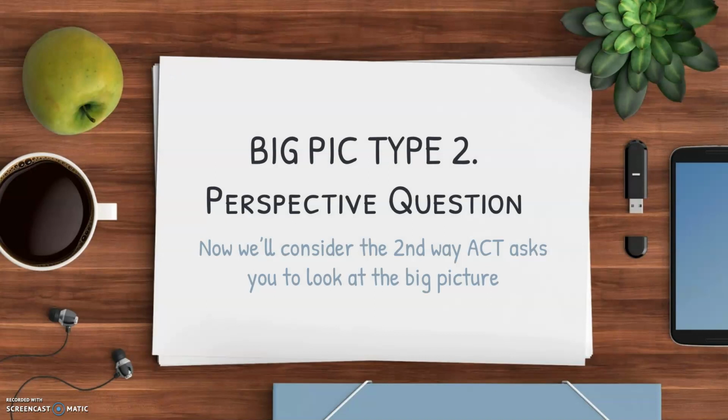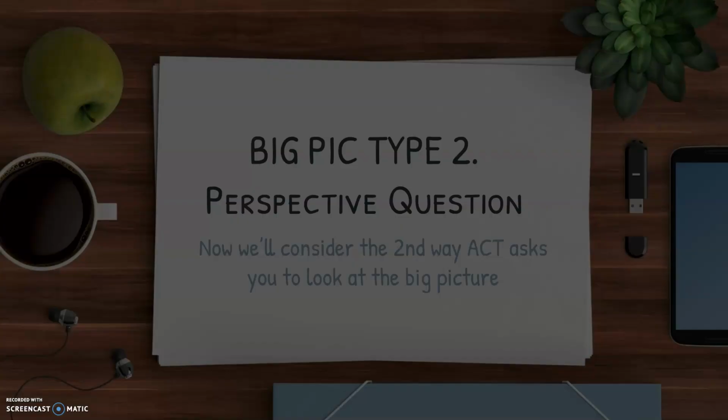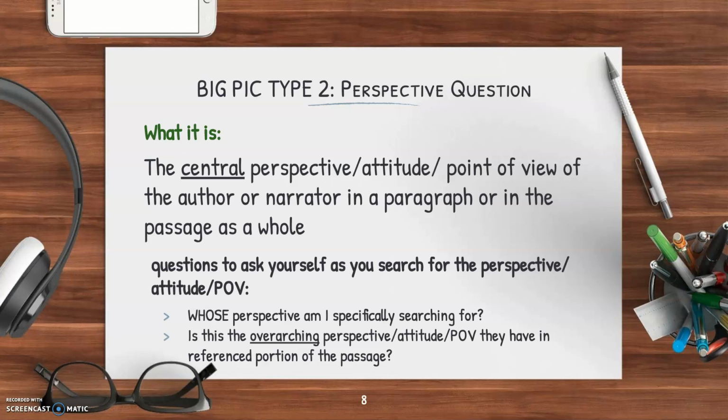Now, the second type of big picture question that the ACT asks you to consider is a perspective question. Perspective questions are about the central perspective, attitude, or point of view of the author or narrator in a paragraph or in the passage as a whole. So notice we could be thinking about several different things here. It might be a perspective, okay? It might be an attitude. So here we've got to think a little more about tone. It could also be point of view.